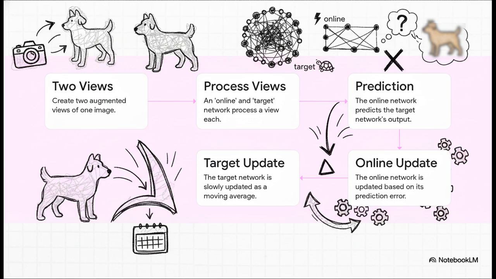The online network gets updated based on how wrong it was, but, and this is the key, the target network is only updated as a slow-moving average of the online one.